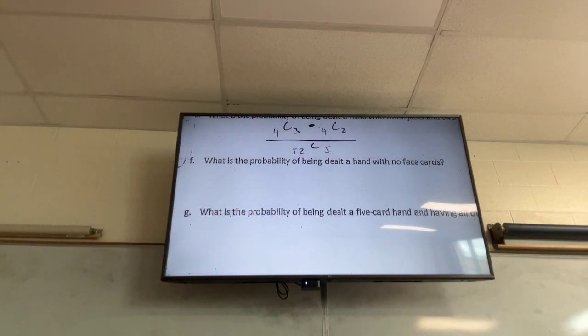Probability of a hand with no face cards. How many non-face cards are there? How many non-face cards are there, Kate Phillips? 40. Yeah, I didn't know the number of face cards. They had to tell me that. It'd be 40 choose 5, right? Divided by 52 choose 5.